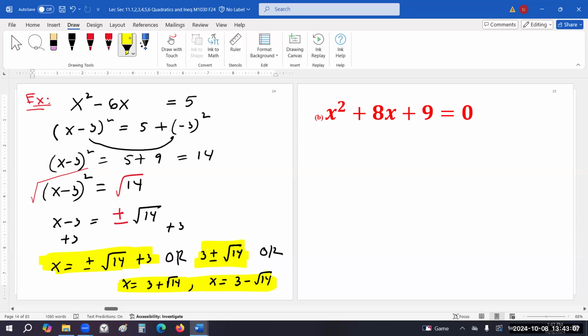Okay, now you guys are done. Gerald, what do you do first? Wonderful. We don't need this number. We kick it out. So we get x squared plus 8x is -9.